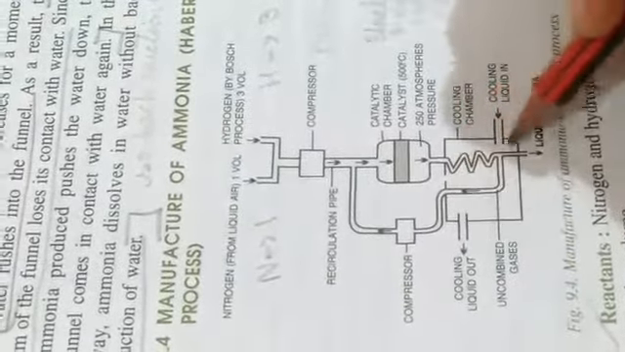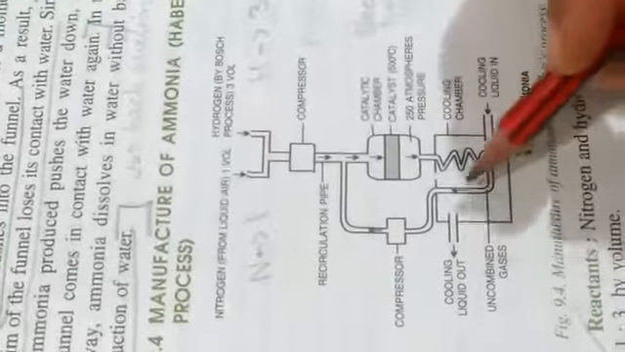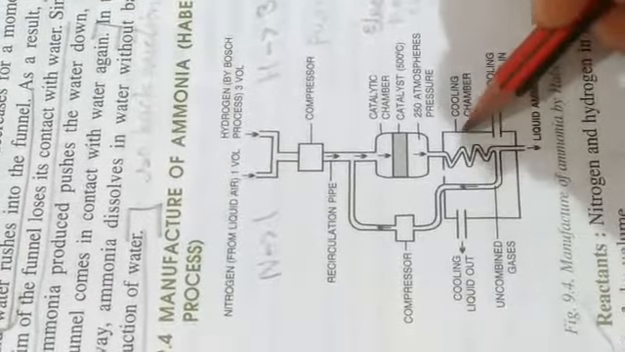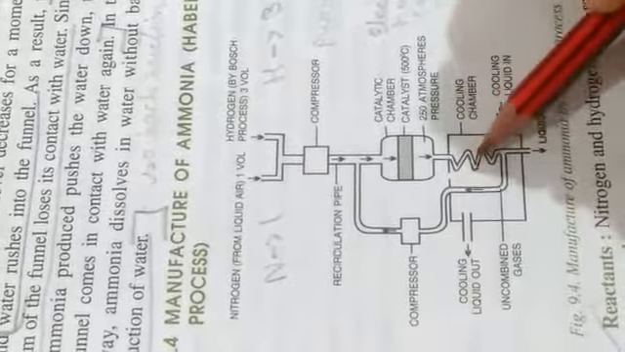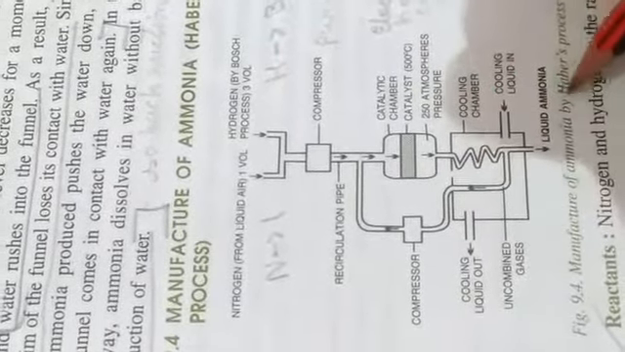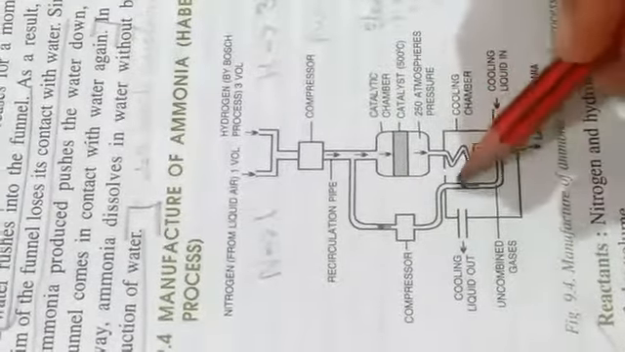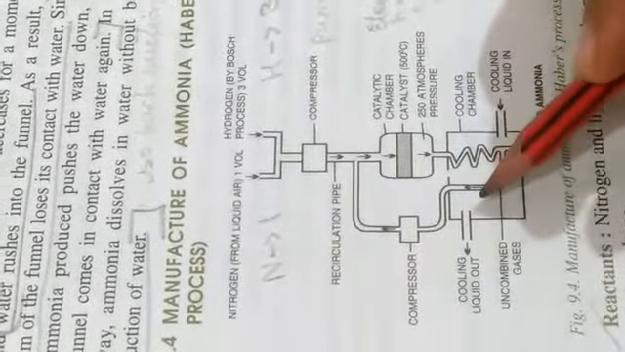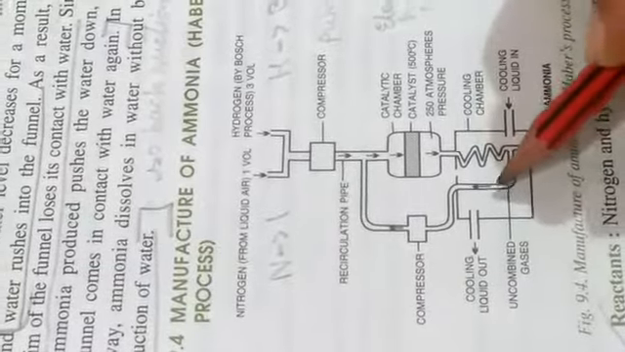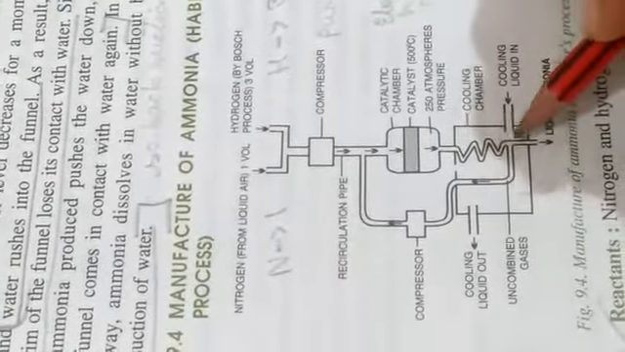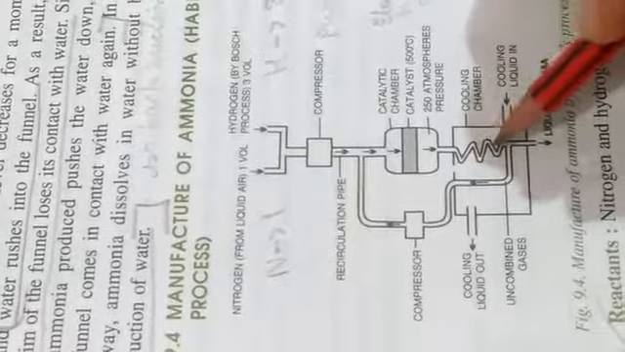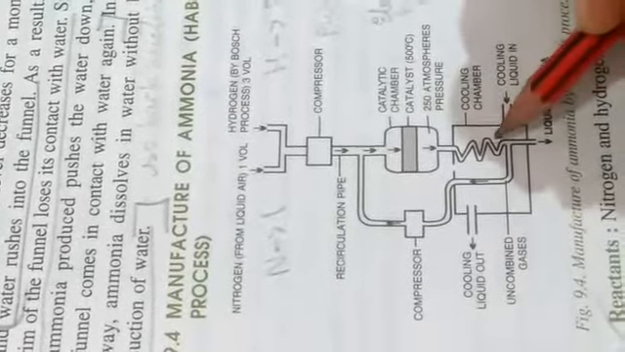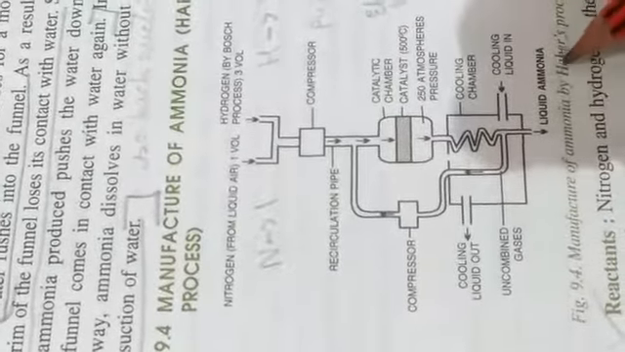Here we can see the cooling chamber. This cooling chamber is to cool this gas. When the gas gets cooled, it gets converted into liquid ammonia. How will the gas cool? Here by providing cold water, so that with the help of this cold water, the pipe gets cooled and the gas inside will convert from gaseous state to liquid state, and thus we will get the liquid ammonia.